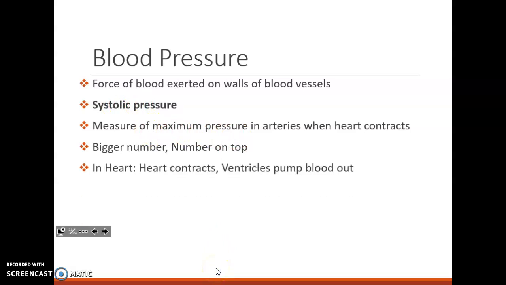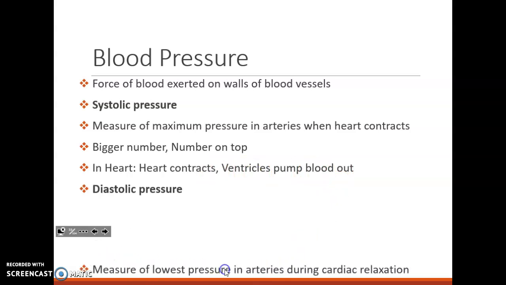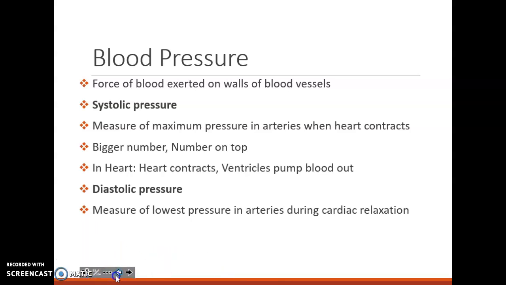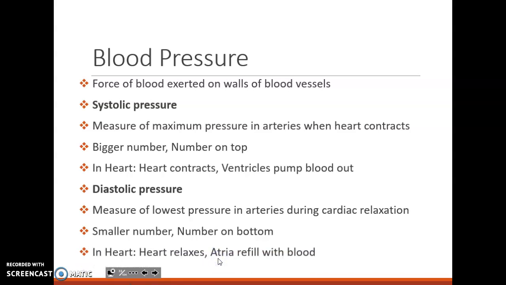So what's going on in the heart when that number shows up? Well, that is the heart contracting. Those are the ventricles pumping blood out. There's another number called diastolic. That is the measure of the lowest pressure in the arteries during cardiac relaxation. So it's your minimum pressure. It's going to be the smaller number, the number on the bottom. Again, that would be 80 if it was 120/80. And what's going on in the heart during that time? Well, that's when the heart is relaxing, so the ventricles aren't pumping. The heart needs to relax so the atria can fill with blood coming back from the body.